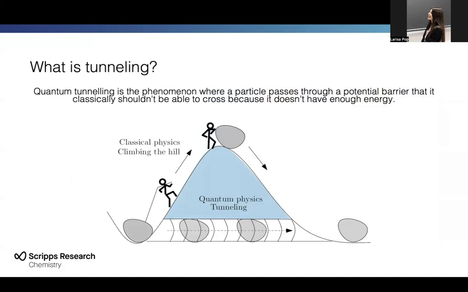What is tunneling? In classical physics, if a particle doesn't have enough energy to overcome a barrier, it simply cannot pass through. However, in quantum mechanics, particles exhibit behavior that defies classical intuition. One such behavior is quantum tunneling. Quantum tunneling is the phenomenon where a particle passes through a potential barrier that it classically shouldn't be able to cross because it doesn't have enough energy. This occurs due to the wave-like properties of particles at the quantum level, as described by the principles of quantum mechanics.